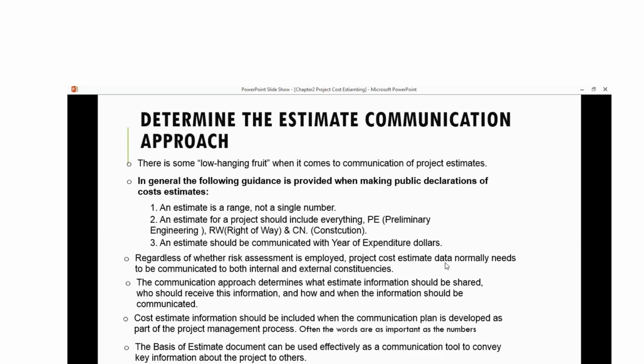Regardless of whether the risk assessment is employed, the project cost estimate needs to be communicated to internal and external consultants. So internal the organization, external. So the communication provides the information, right, on how the project is estimated to be taken and what are the deliverables of this project that you need to deliver within that time.